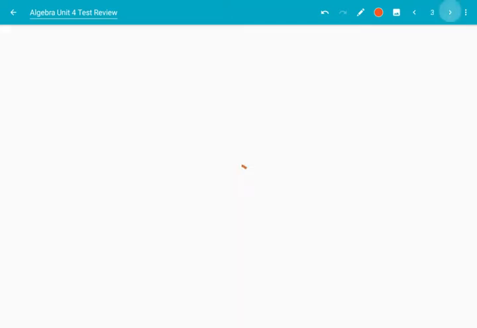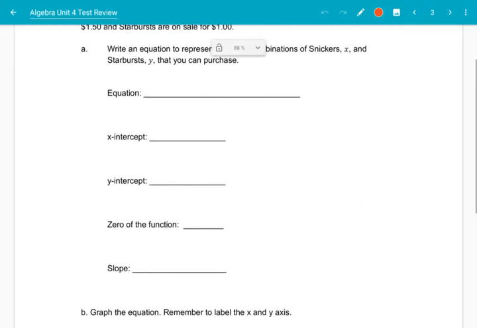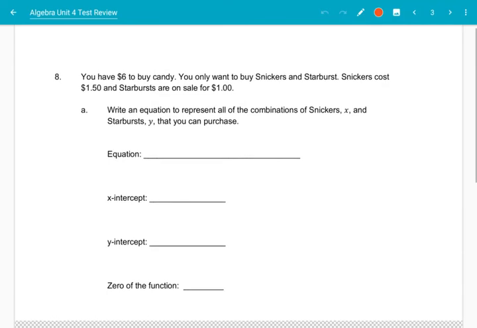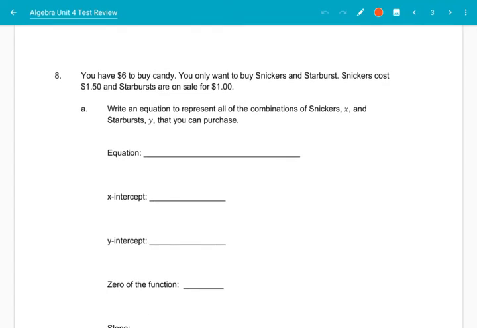Let's go on to the next page. All righty. Oh, word problem. Here we go. You have $6 to buy candy. You only want to buy Snickers and Starburst and eat them at the same time because that's delicious. Snickers cost $1.50 and Starburst are on sale for $1. Let's write an equation to represent all the combinations of Snickers, which is x, and Starbursts, y, that you can purchase.